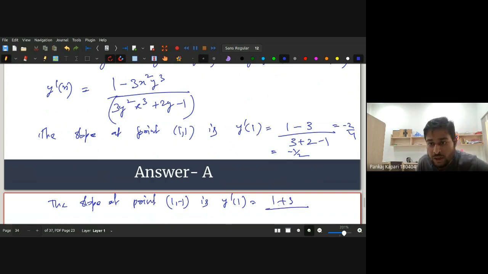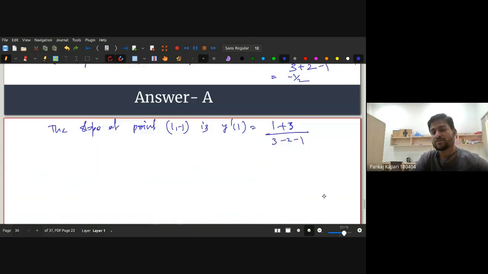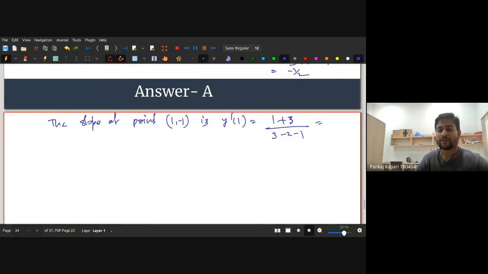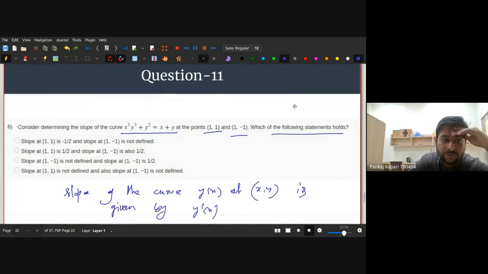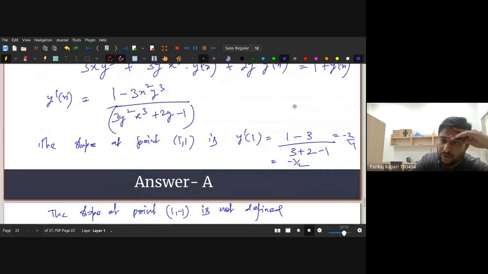So 1 plus 3. But you will see that in this case, the denominator becomes 0. Why? Because this is just 3 and minus 2 minus 1. So the slope is not defined. Let's not write it because the slope is not defined, right? It just becomes infinite. The slope at this point is not defined because it becomes infinity. At the other one, it is minus half.